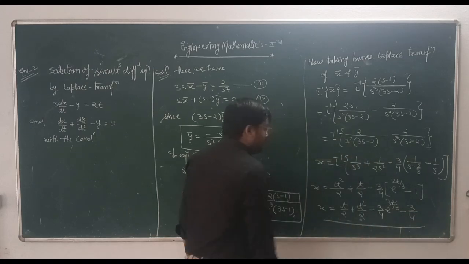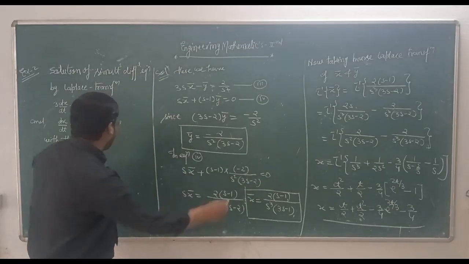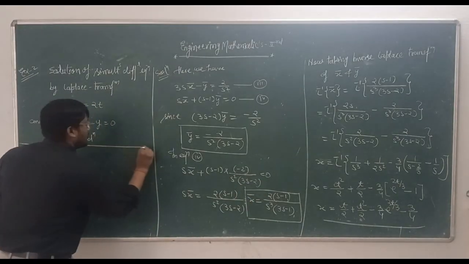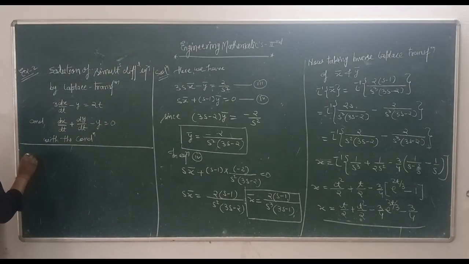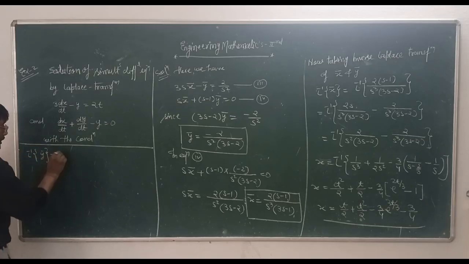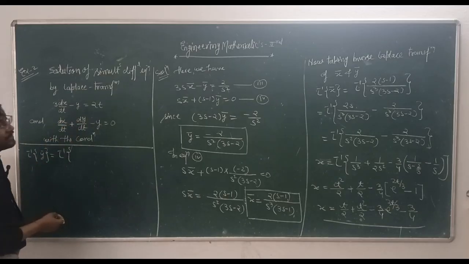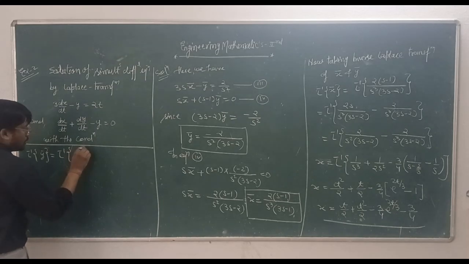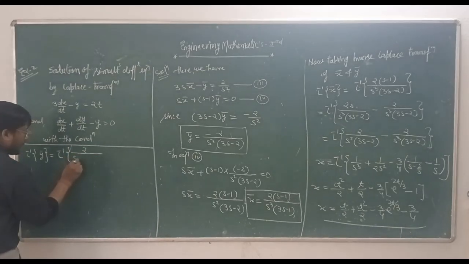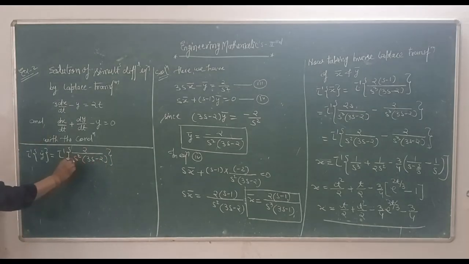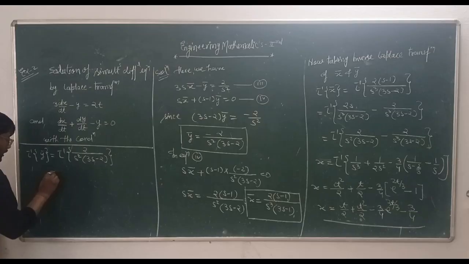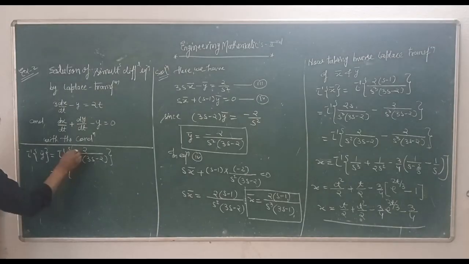This is a value of x, and now you can solve the value of y. Now you can note down inverse Laplace of y is equal to inverse Laplace of, this is a value of y, 2 upon s square (3s minus 2). Now you can partial fraction this function. You can note down inverse Laplace of this function.